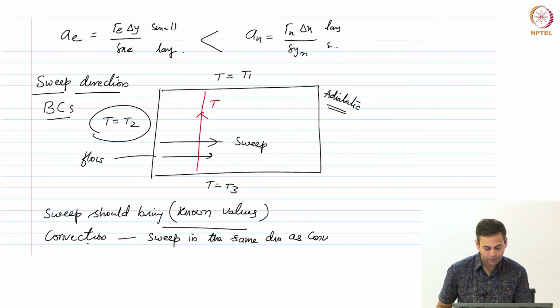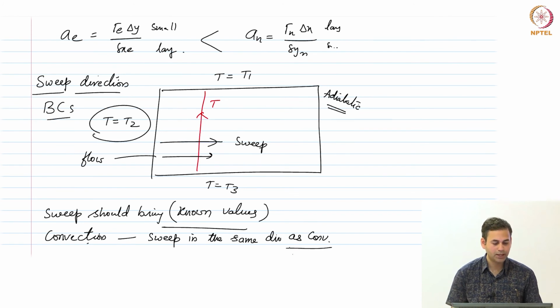So, these are essentially some tricks by which you can choose the direction of the sweep and the traverse, which will help you get a faster convergence than if you had chosen it without these things. Questions? No questions?